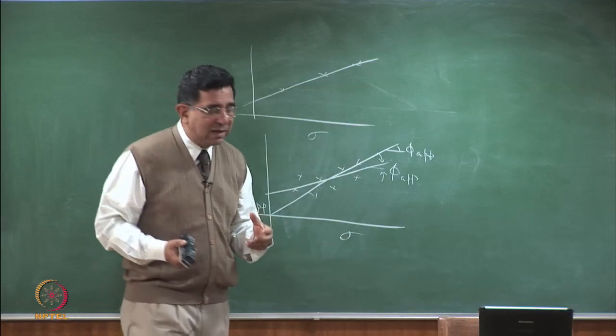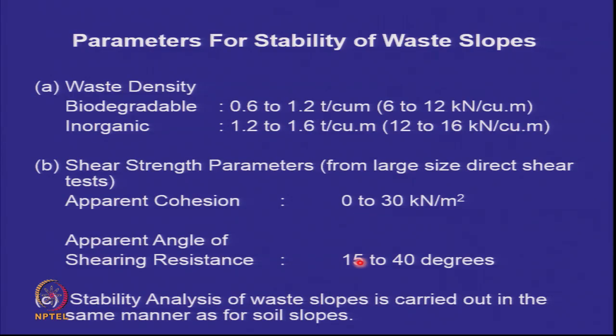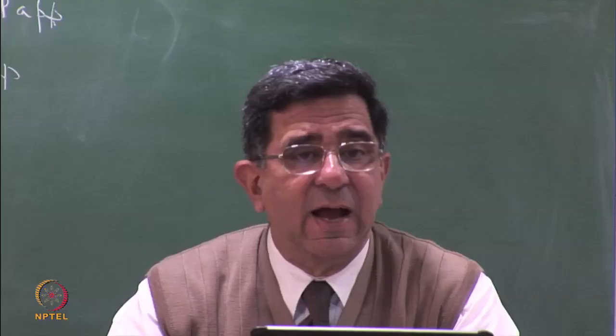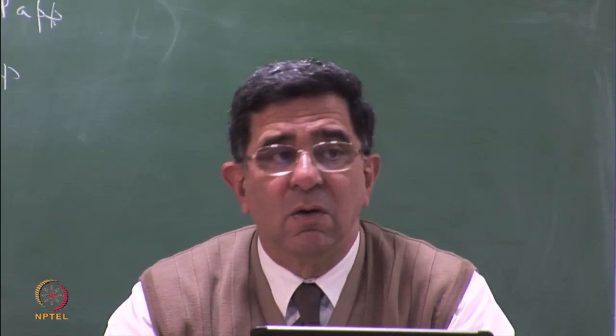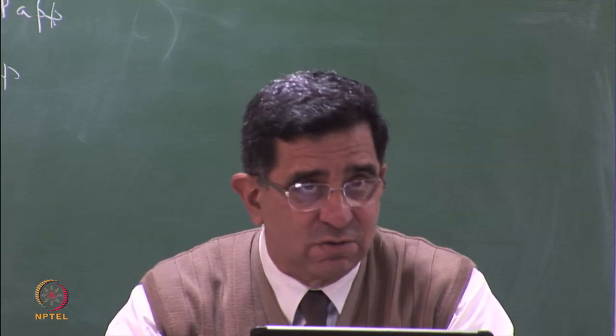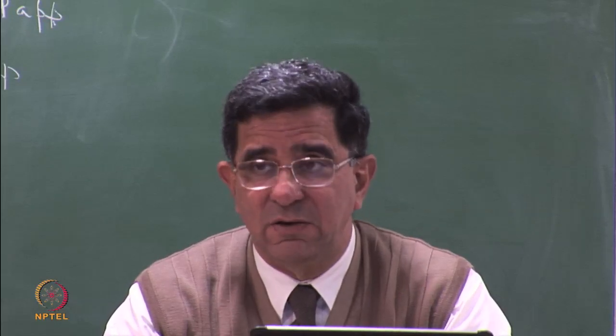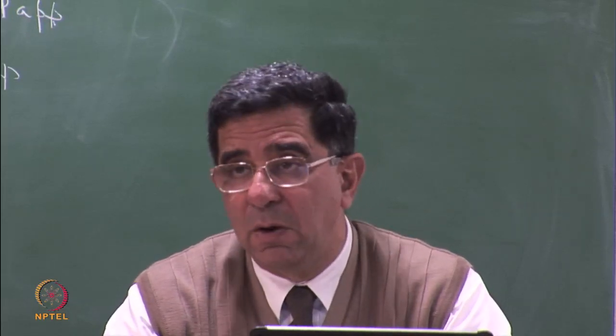And as I said, you can have as low as 0 C dash and 15 degrees for a high water content, fine grained material. And you can have as high as 30 kilonewtons per meter square, and phi dash as high as 40 degrees. It could be more. Do your design with lower bound values. Why? Because when your failure surface is passing through a scatter of data on strength, when material is uniform, then you tend to take average values. But when material is heterogeneous, you tend to take lower bound values.